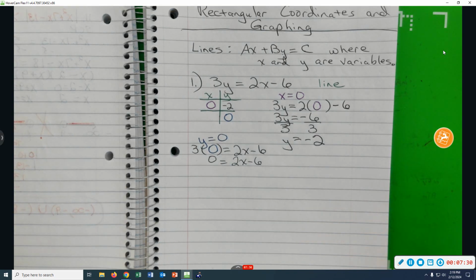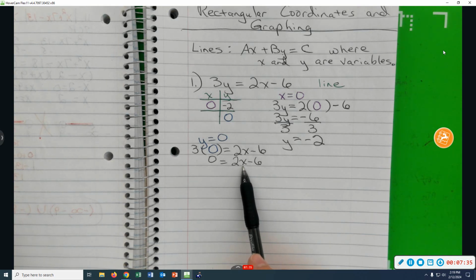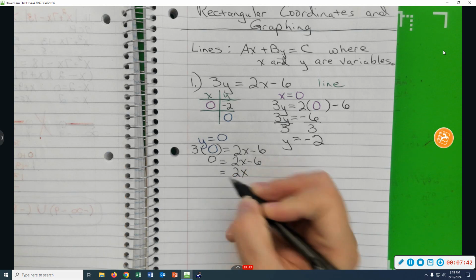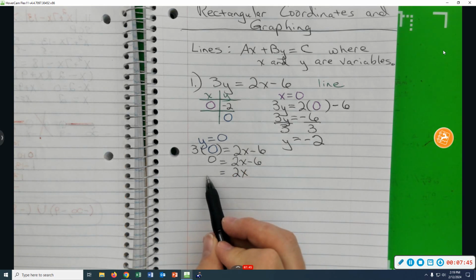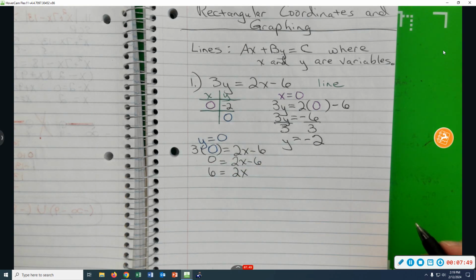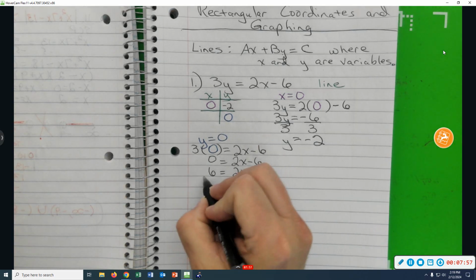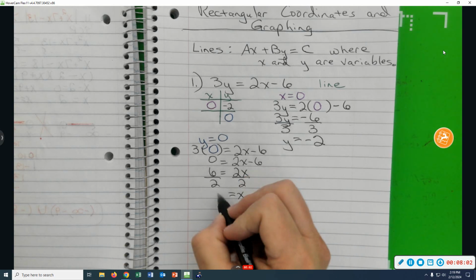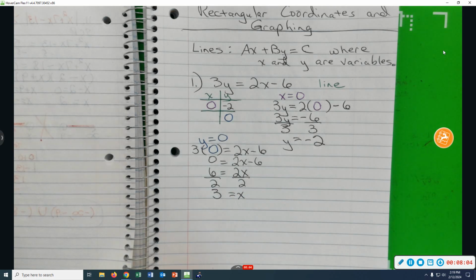What do you think, what will I do first to get x by itself? Be careful. Add 6, so we'll have 2x on the right side, and over here on the left, what will we have? 0 plus 6, I agree, will give us a positive 6, and then divide by 2 to give us x equals 6 divided by 2 is a positive 3.